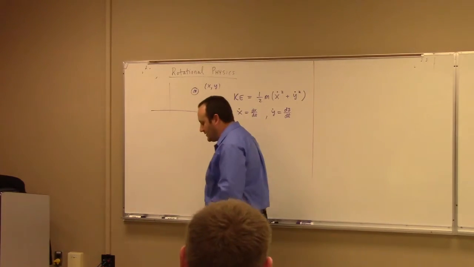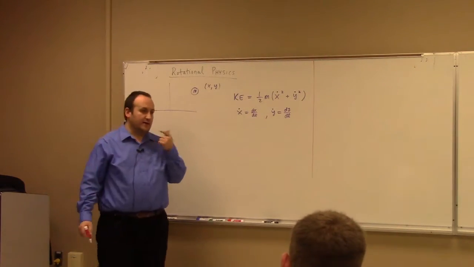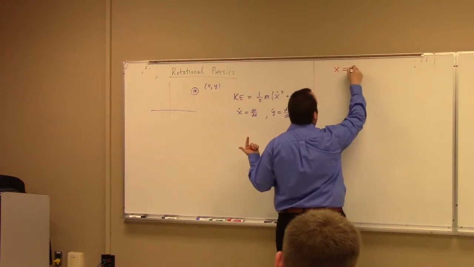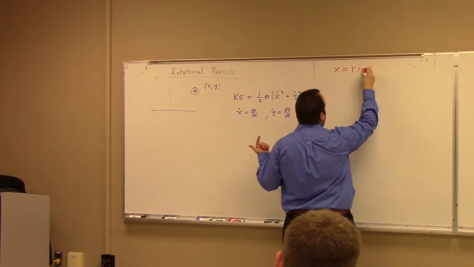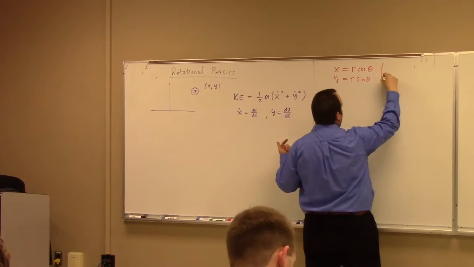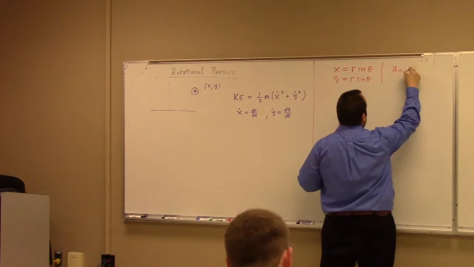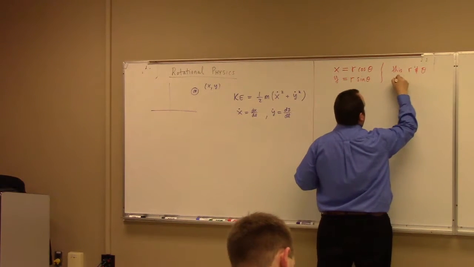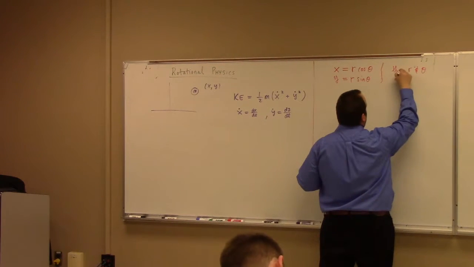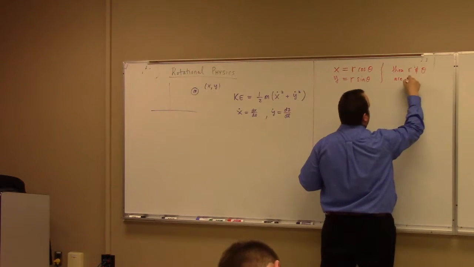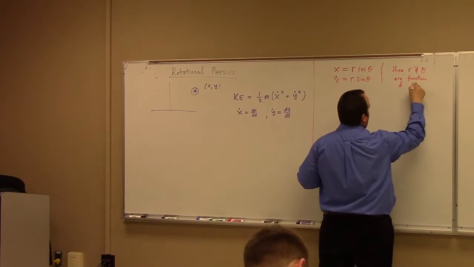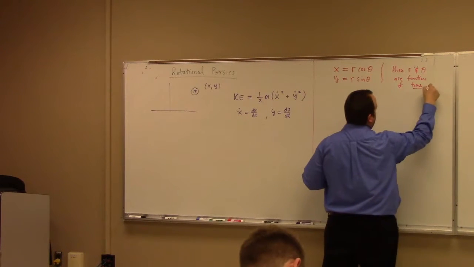What does this formula look like in polar coordinates? How do you relate Cartesian to polar coordinates? How about this? x = r cosine theta, y = r sine theta. Now here, these r and theta are functions of what? Time, t, right?